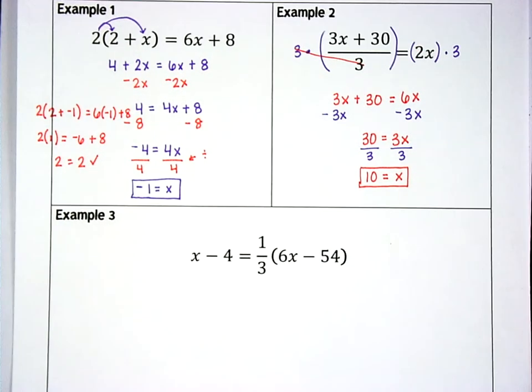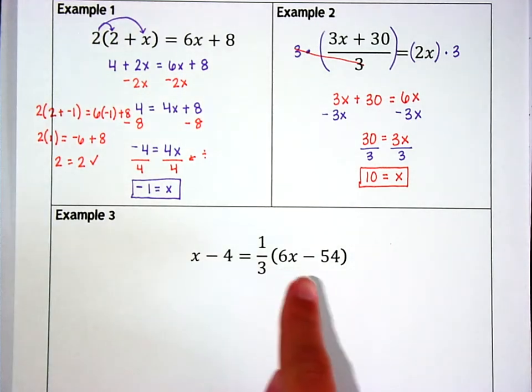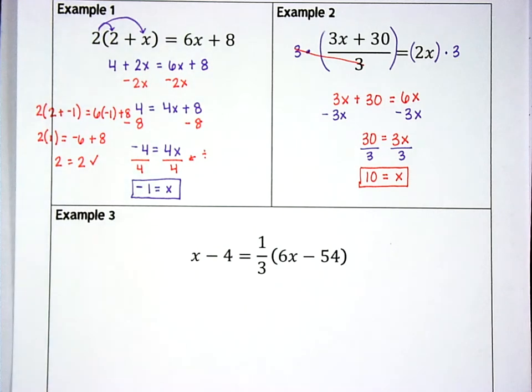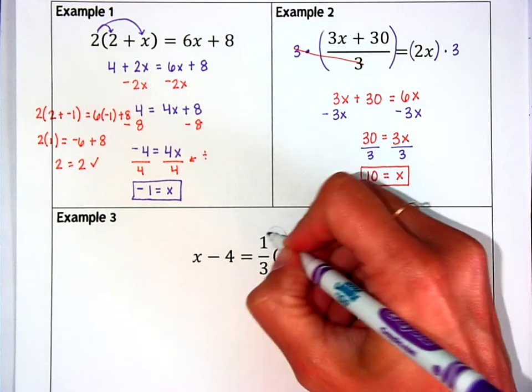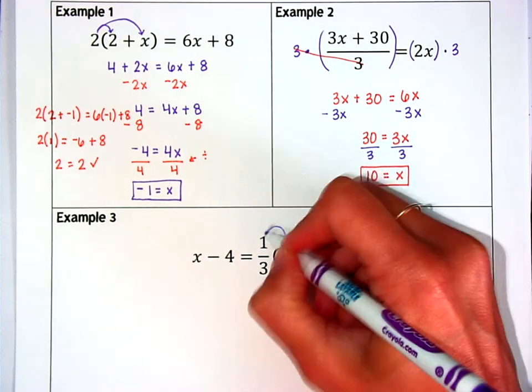So we have x minus 4 is equal to 1/3 times the quantity of 6x minus 54. So in this case, again, we can go through a few different steps. We can either simplify that right side of the equation and distribute, or we can clear the multiplication here by dividing by 1/3 on both sides. So in this case, I think it's going to be a little easier for us to just go ahead and simplify. So I'm going to use that distributive property to rewrite my equation.